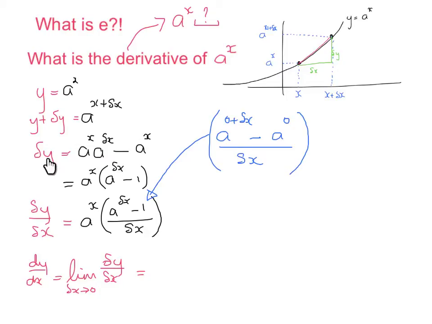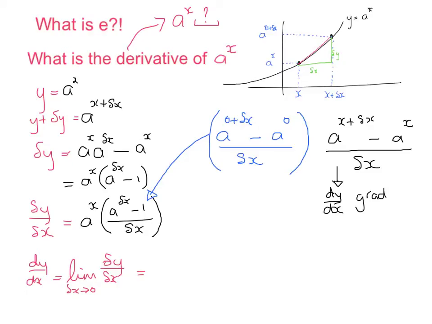Delta y is a to the x plus delta x minus a to the x. Let's just write that down over here next to the blue one so we can see. Delta y is a to the x plus delta x minus a to the power of x. That's delta y. So if I divide that by delta x, then I've got delta y by delta x. And then if I take the limit as delta x tends to 0, what I get is dy by dx, being the gradient of the curve at the point x.